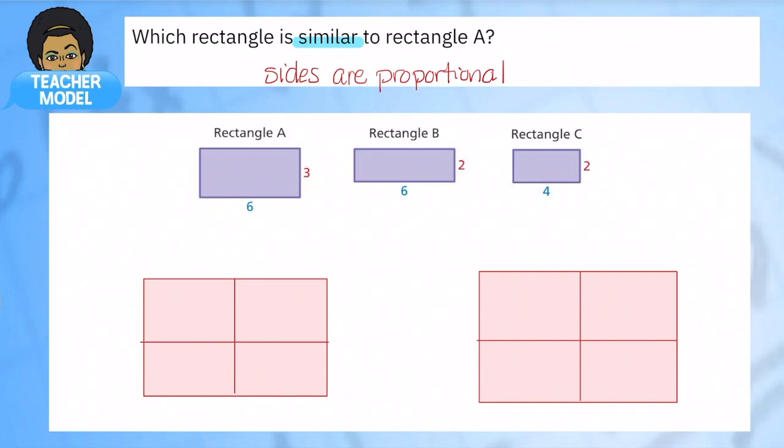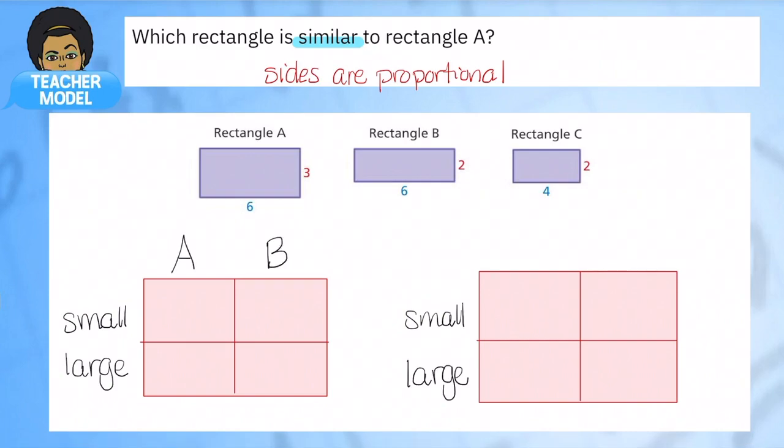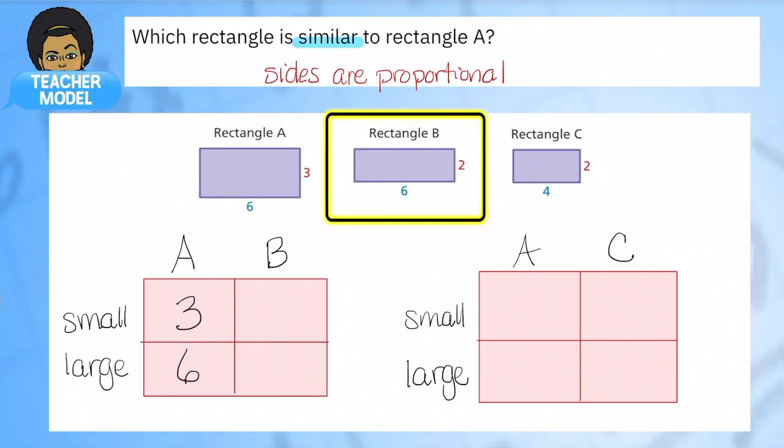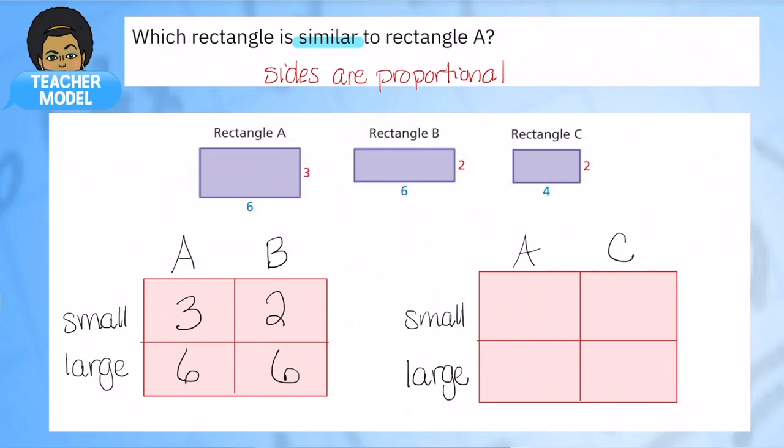So let's look at this one here. What we're going to do is look at the ratio of the smaller side to the larger side. We're going to look at rectangle A and B, and then we're going to look at rectangles A and C. So let's look at A to B. My smaller side measurement is 3, my larger side is 6. For B, my smaller side is 2, my larger side is 6. And just like in 7th grade, remember, we use our labels here on the side to know where we're putting things in. And this will tell us a little bit more about how we're organizing our numbers.